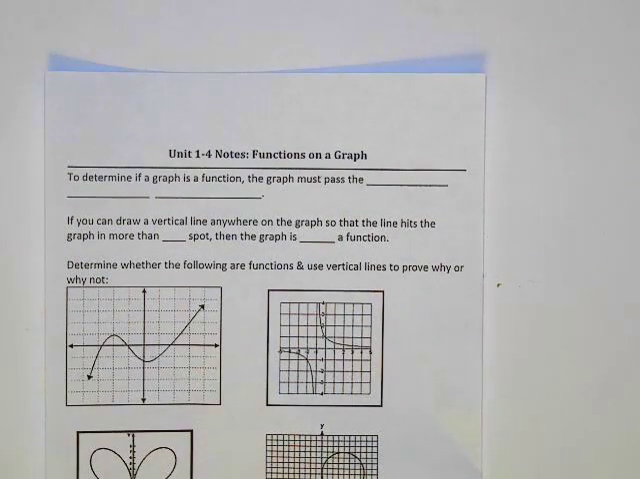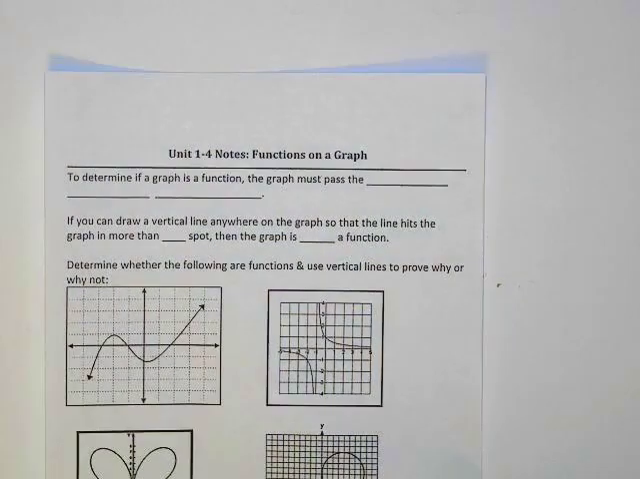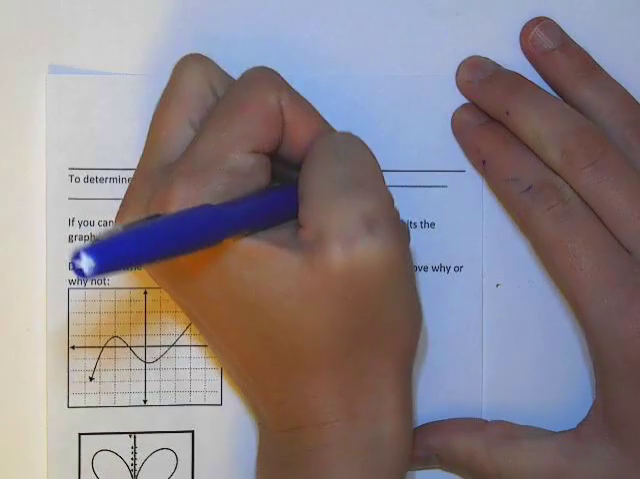1-4, functions on a graph. Okay, we're going to decide, are these graphs a function or not a function? Okay, so this is hopefully one of the easier things that you're going to learn this year. It says to determine if a graph is a function, the graph must pass the vertical line test.